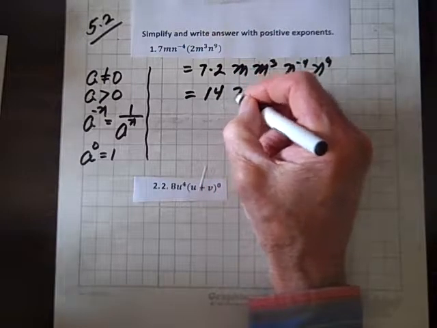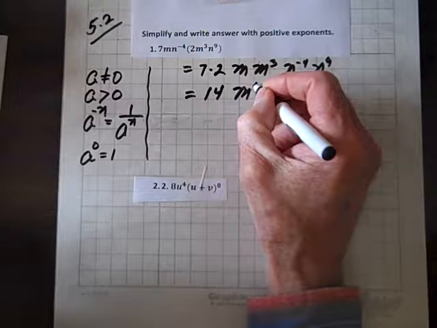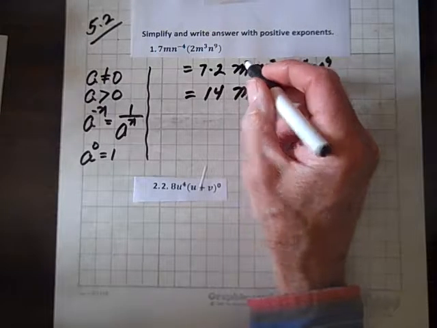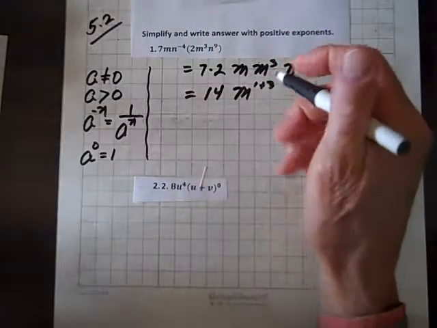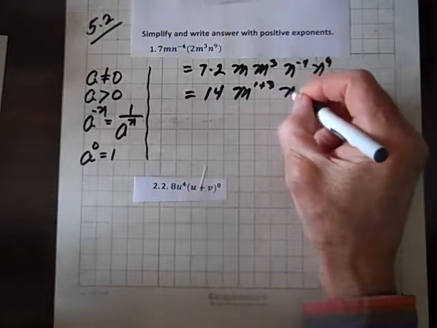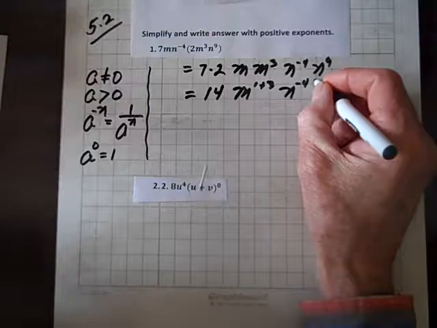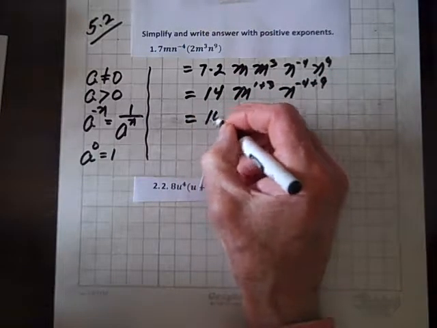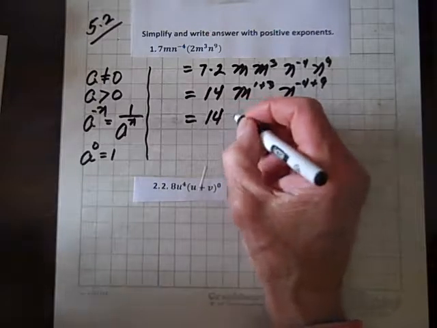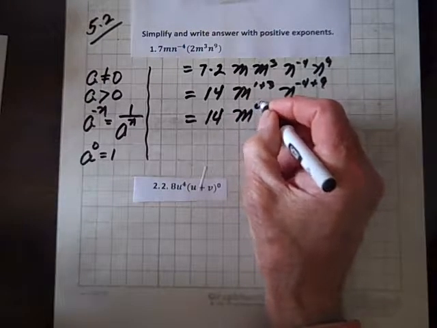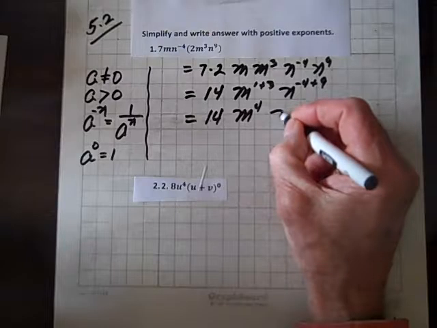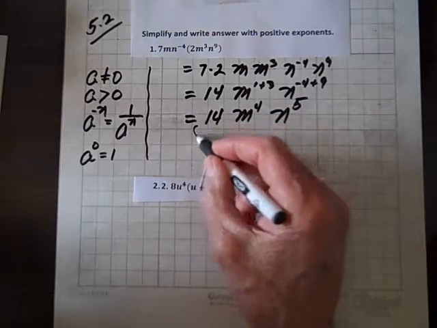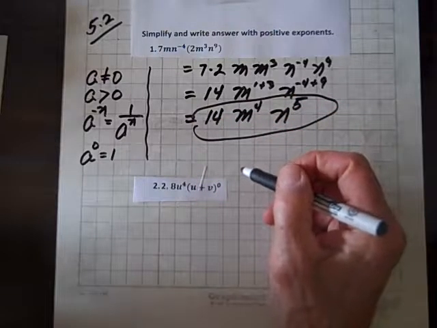m times m cubed is m to the 1 plus 3. There's an exponent here of 1, and we will never show it. It's understood. And n to the negative 4 plus 9. And that equals 14, m to the 1 plus 3 is 4. n to the negative 4 plus 9 is 5. And we're done with that one.